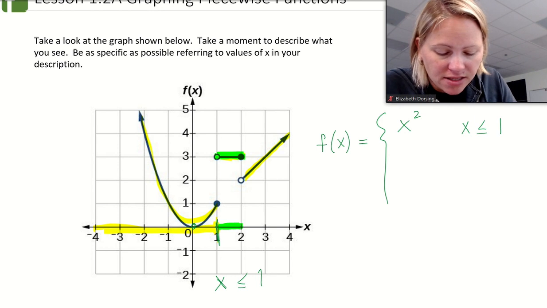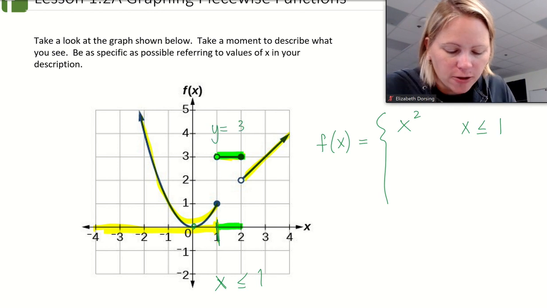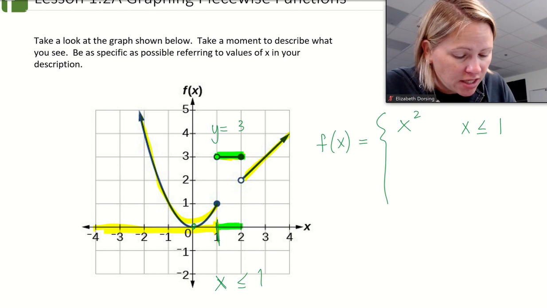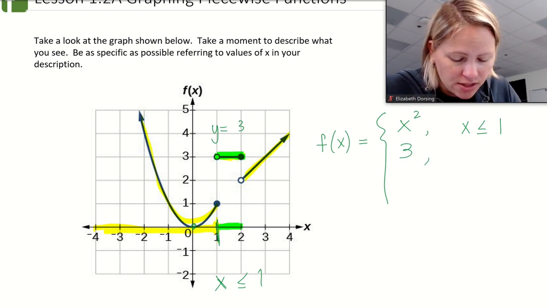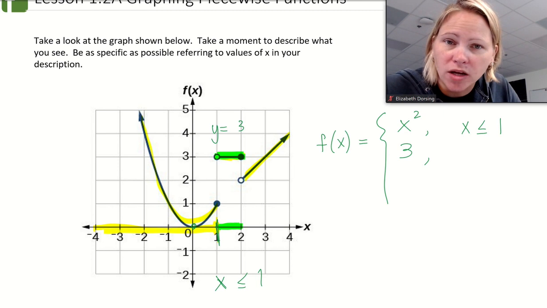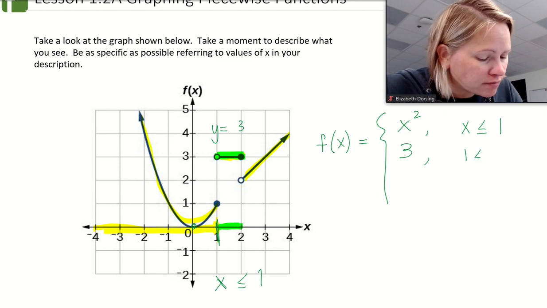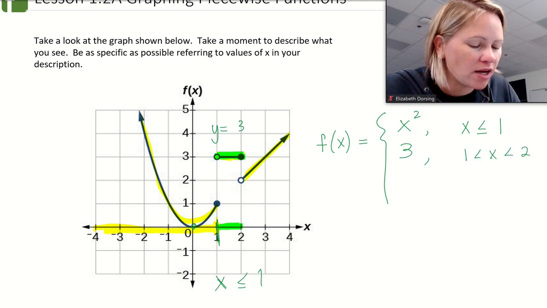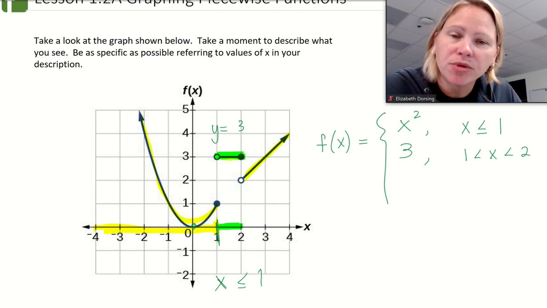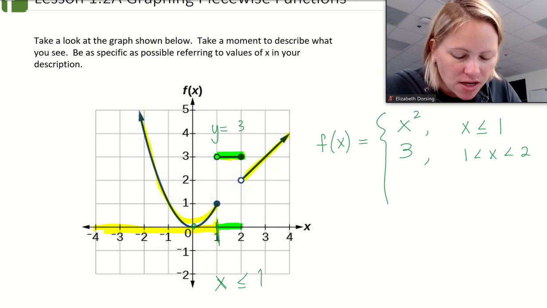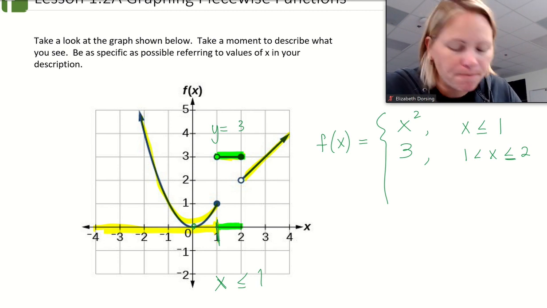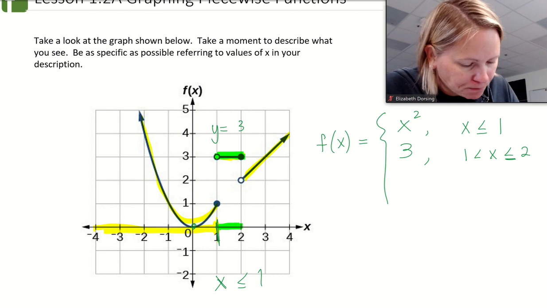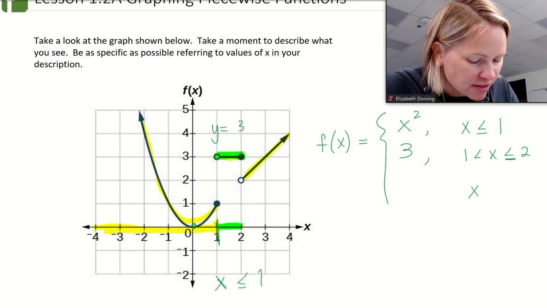A horizontal line has the equation y equals and then the y value. So this piece is y equals 3, or f of x equals 3. And now we need to say what values it goes from. Well, it goes from x is 1 to x is 2. So I'm going to write it like that. x is between 1 and 2. But then I have to pay attention to the closed and open dots. So open dot on the left, closed dot on the right, which means 2 is included in this segment, but 1 is not. Now, the last one is going to be for everything x is greater than 2.